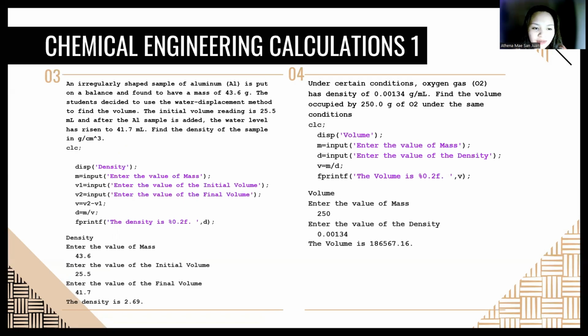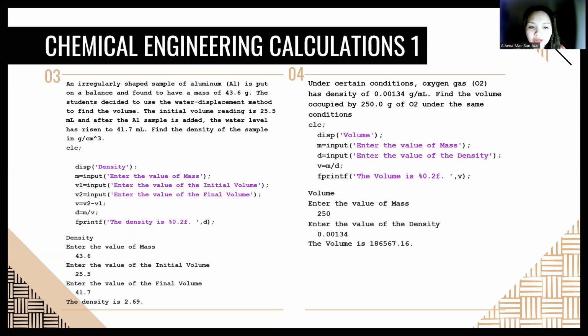Next, an irregularly shaped sample of aluminum is put in a balance and found to have a mass of 43.6 grams. The students decided to use the water displacement method to find the volume. The initial volume reading is 25.5 ml, and after the aluminum sample is added, the water level has risen to 41.7 ml. Find the density of the sample in grams per cubic meter. So we need to find the density of the sample. So we need the value of mass, the value of the initial volume, the value of the final volume, and our density will be 2.69.